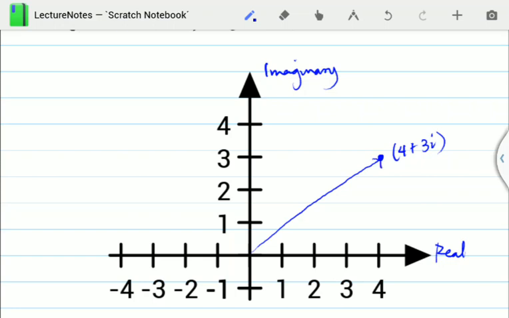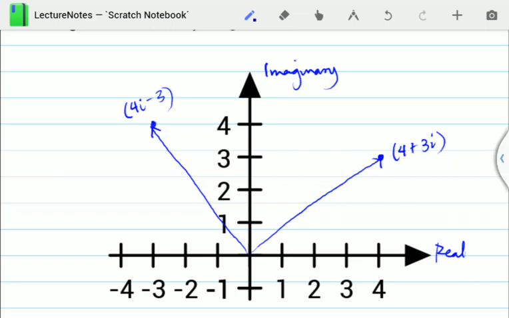So the claim is, when you multiply this by i, it rotates this arrow 90 degrees counterclockwise. So let's see that. If you multiply it by i, 4 becomes 4i. So 4i is somewhere here. And then 3i multiplied by i is, like we said, -3. So that is somewhere over here. So this number is supposedly 4i minus 3. And in fact, if you look at this arrow, you see that that is indeed a 90 degrees rotation.